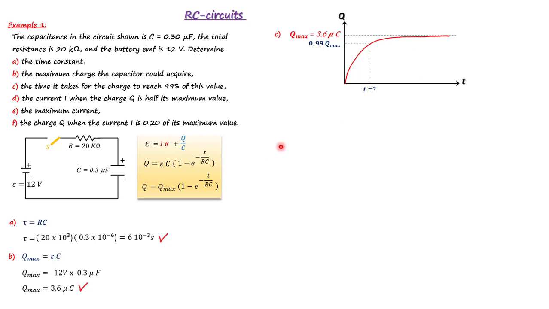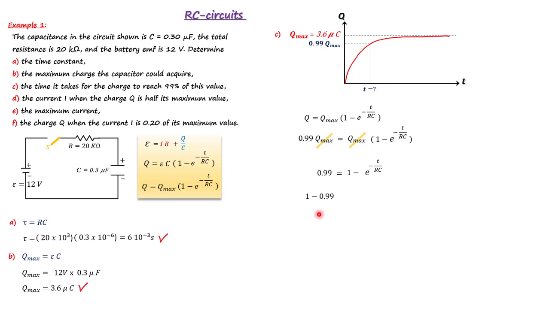To find that, of course, we have to use the charge equation as a function of time. Since we want to find 99% of Qmax, the maximum charge, it's better to use this form. So I'm going to start with this equation. Q is Qmax times 1 minus e to the minus t over RC. Charge is 0.99 Qmax, and on the right side we have Qmax times 1 minus e to the minus t over RC. So Qmax cancels out. So we have 0.99 equals 1 minus e to the minus t over RC.